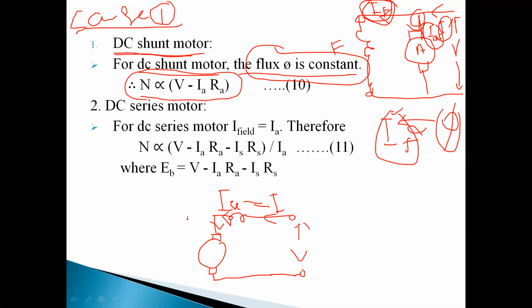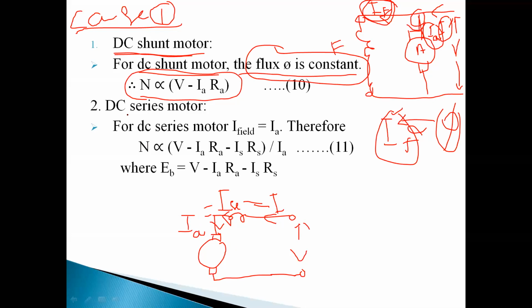The current taken by the armature is IA. So in a series motor, these three currents are equal. That is, load current equals series field winding current, which equals armature current. That means three currents are equal in a series motor.